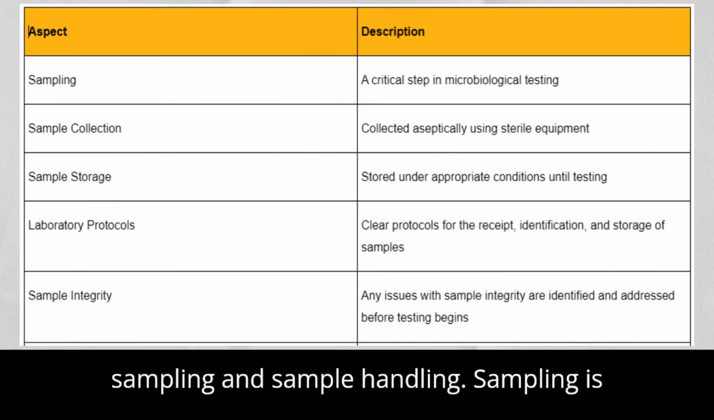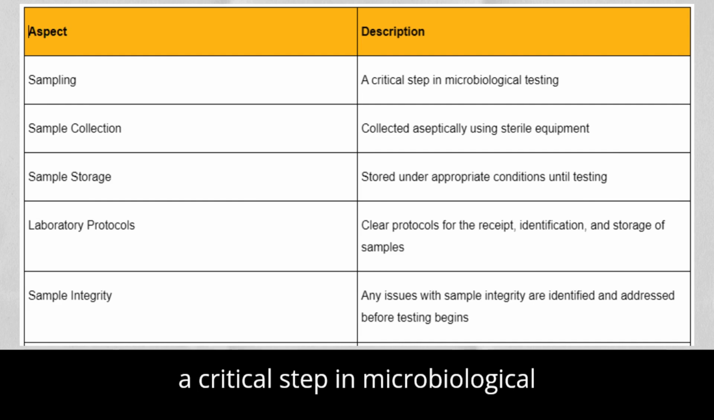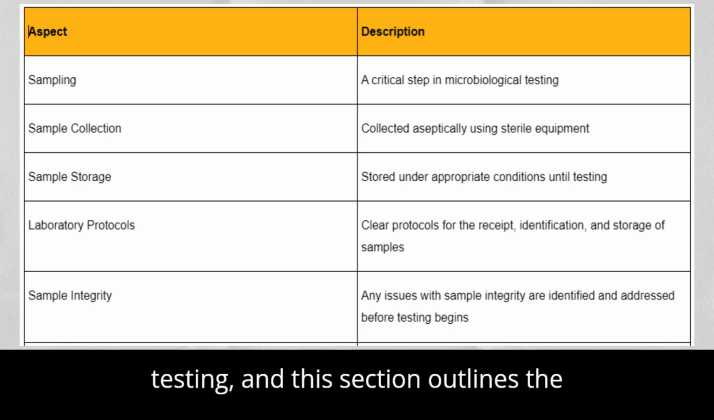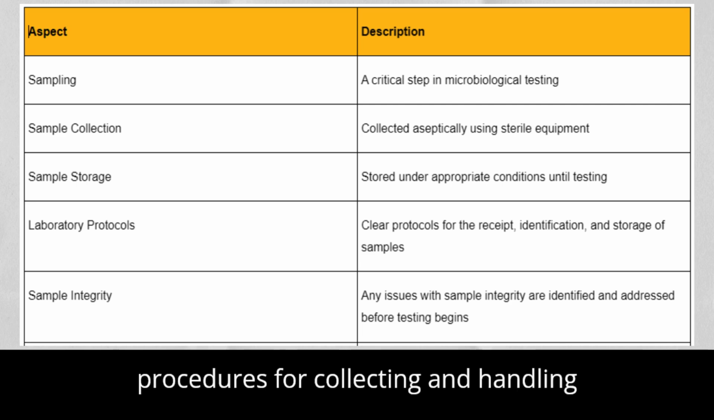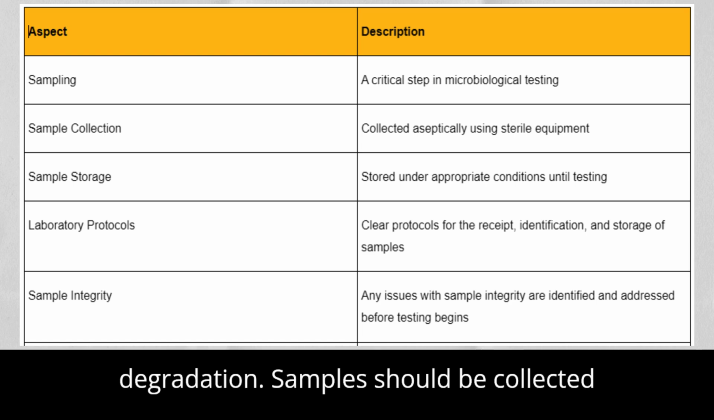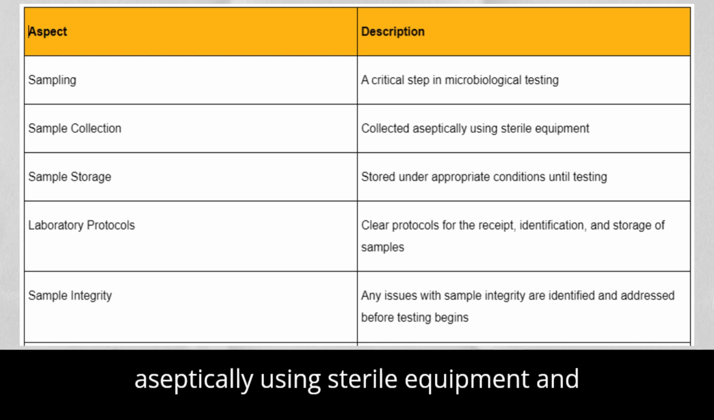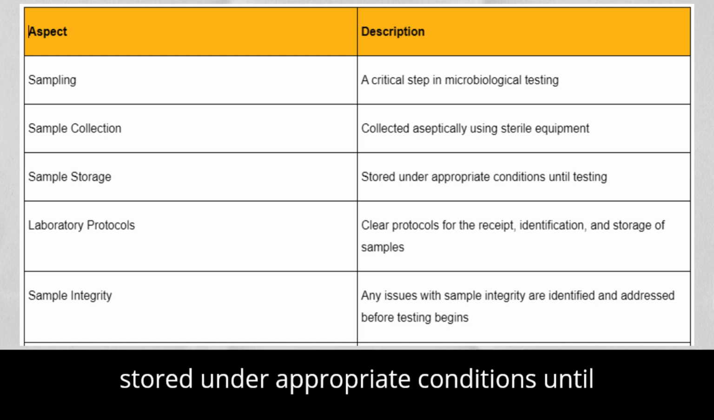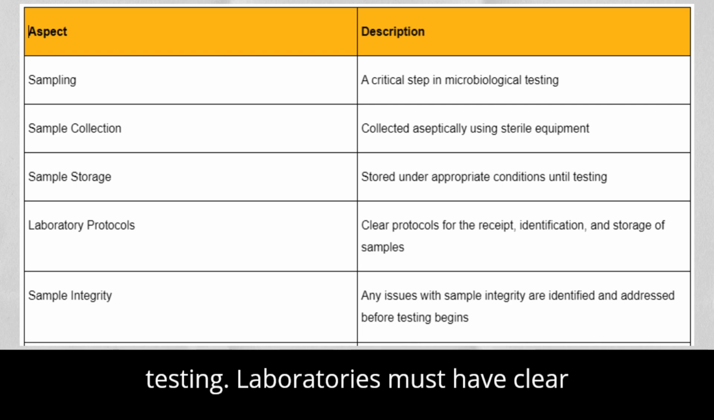7. Sampling and sample handling. Sampling is a critical step in microbiological testing, and this section outlines the procedures for collecting and handling samples to prevent contamination or degradation. Samples should be collected aseptically using sterile equipment and stored under appropriate conditions until testing.